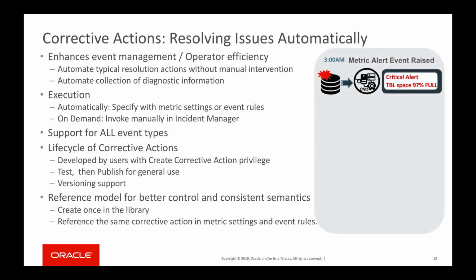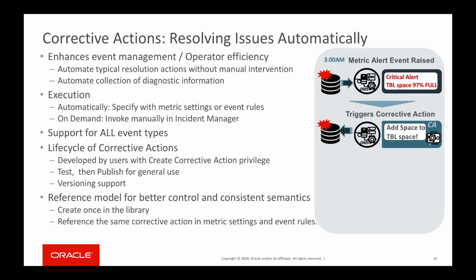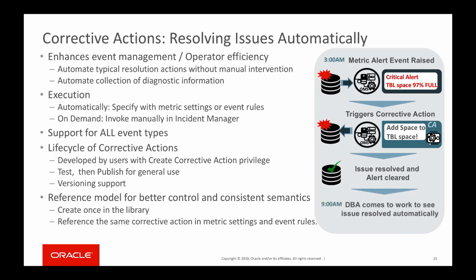For example, say at 3 a.m. in the morning, a metric alert is raised for a tablespace being full. Enterprise Manager receives that event and finds a corrective action that is associated with the tablespace metric for this target. EM then executes the corrective action right away. Shortly after, the issue gets resolved and the alert is cleared. This all happens automatically. At 9 a.m. in the morning, when the DBA comes to work, all he sees is that everything has been done while he was sleeping.